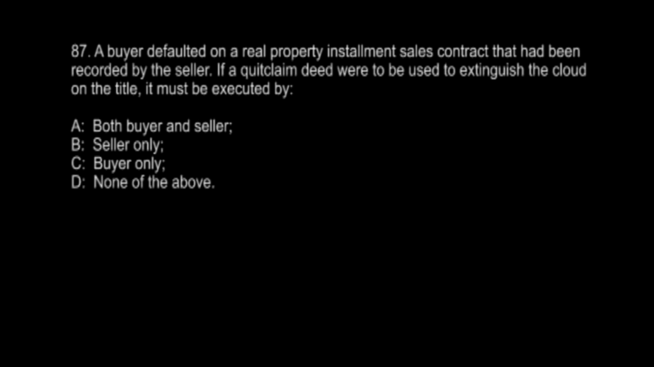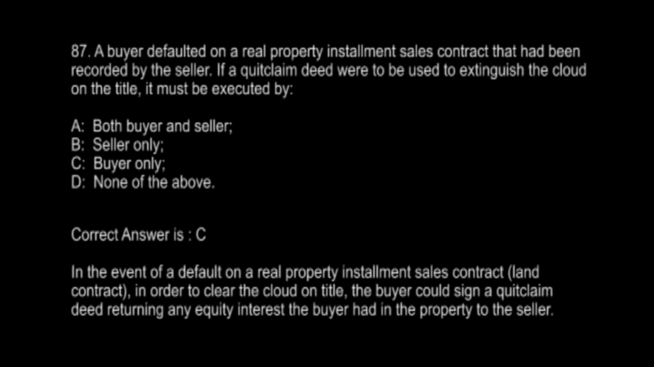87. A buyer defaulted on a real property installment sales contract that had been recorded by the seller. If a quitclaim deed were to be used to extinguish the cloud on the title, it must be executed by A. both buyer and seller, B. Seller only, C. Buyer only, D. None of the above. Correct answer is C. In the event of a default on a real property installment sales contract, land contract, in order to clear the cloud on title, the buyer could sign a quitclaim deed returning any equity interest the buyer had in the property to the seller.